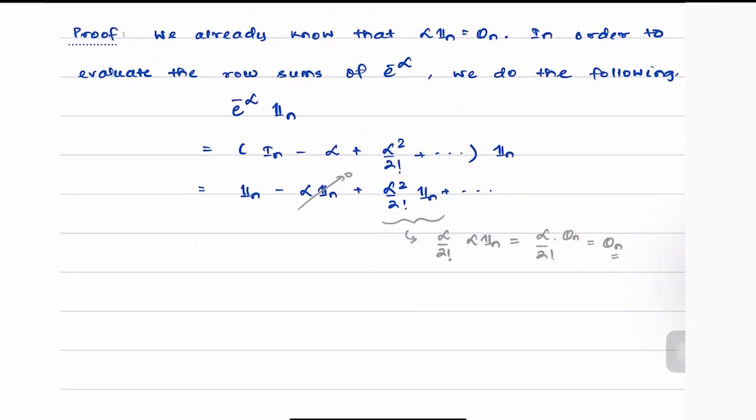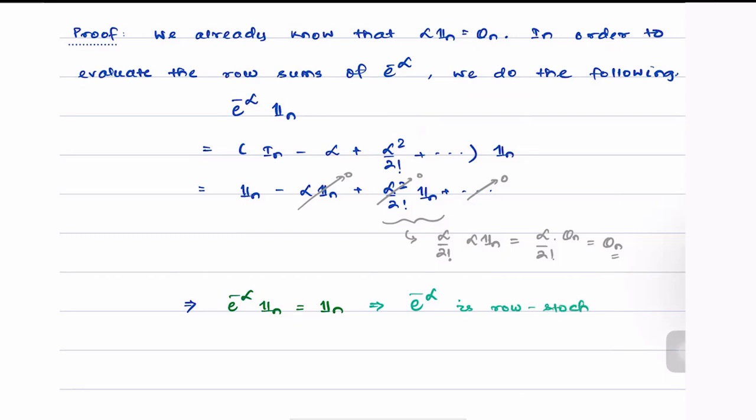Notice that the same logic can be applied to every other term that appears, meaning this evaluates to 0. All the other terms also evaluate to 0. So what we are effectively left with is, this implies that e raised to the power minus L times 1n is simply equal to 1n. What does this mean? This directly means that e raised to the power minus L is row stochastic.